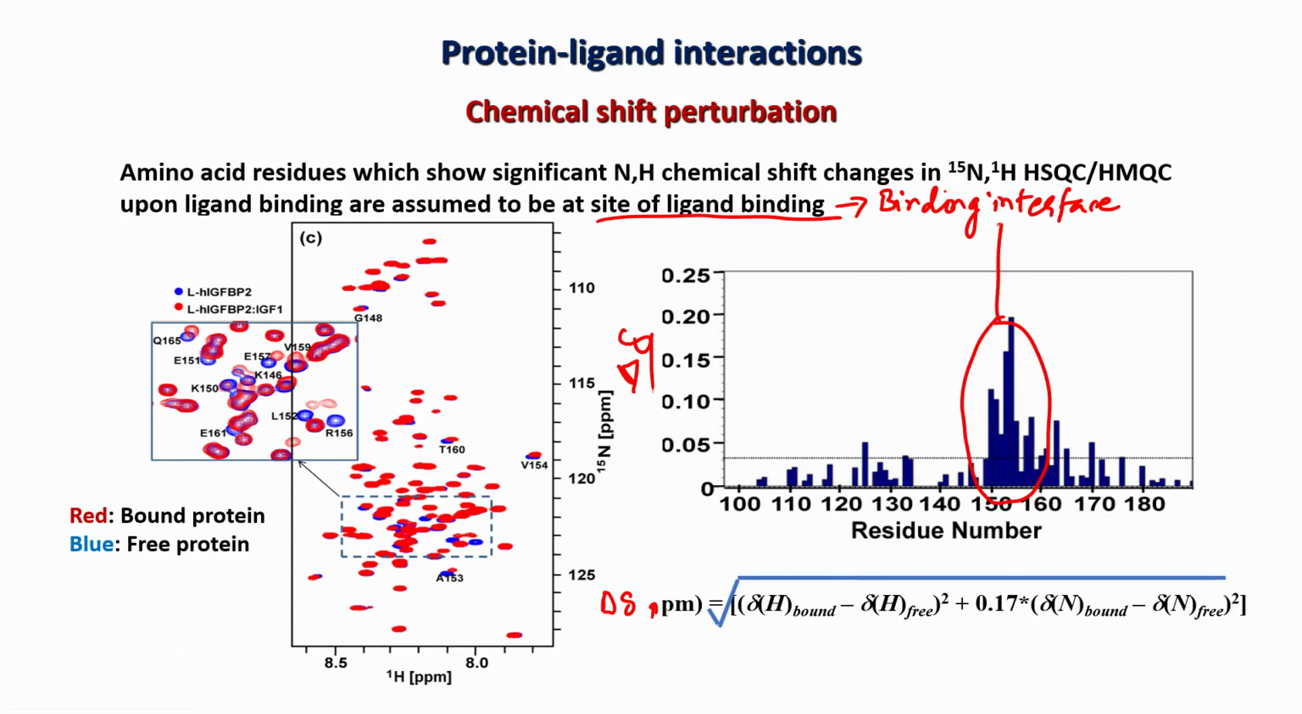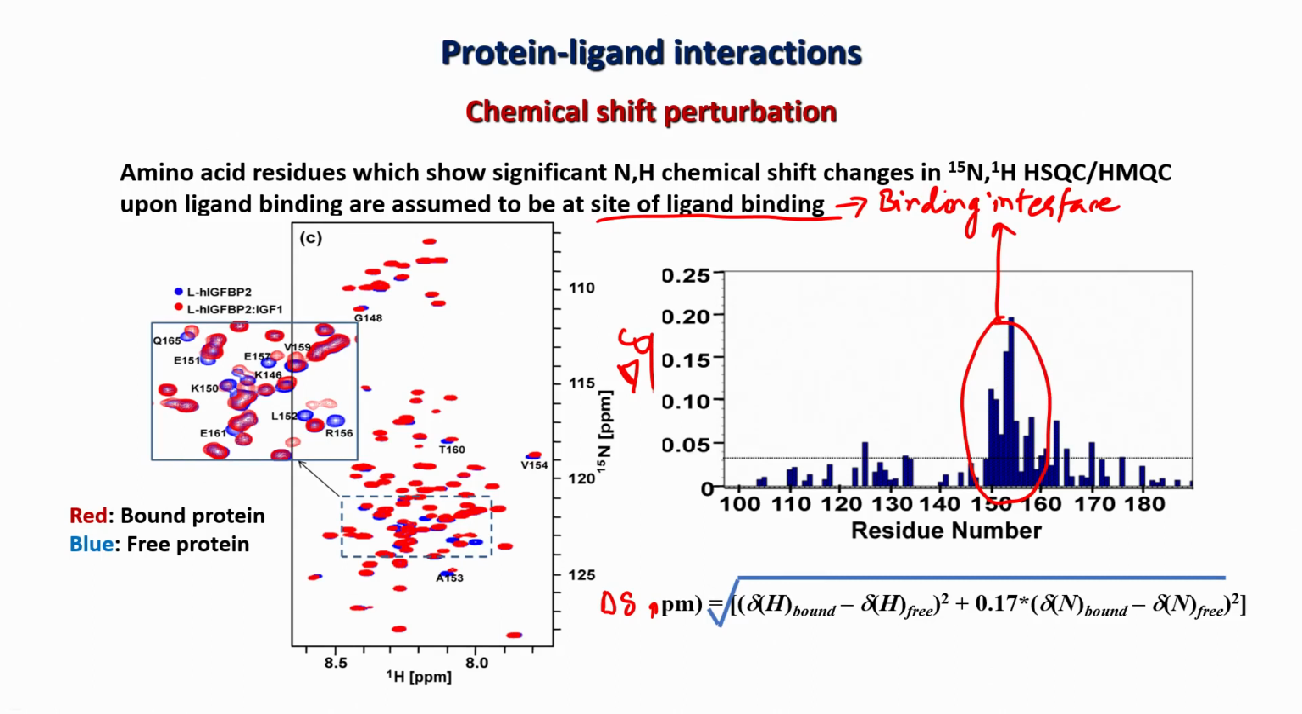I can say this is my binding interface, because the binding interface is what is expected to show a significant shift when you add the ligand to the protein. So, this is how we normally do all the chemical shift perturbation analysis.